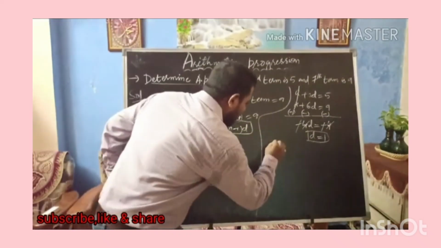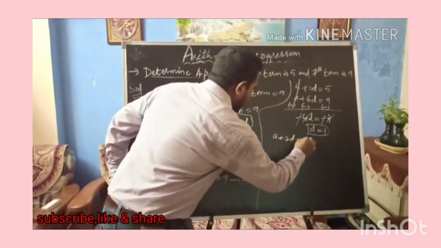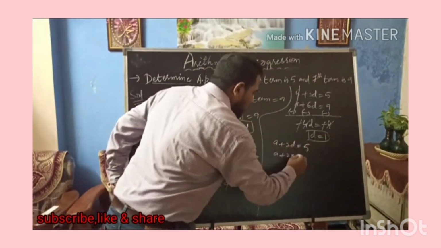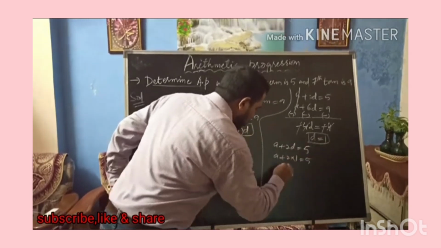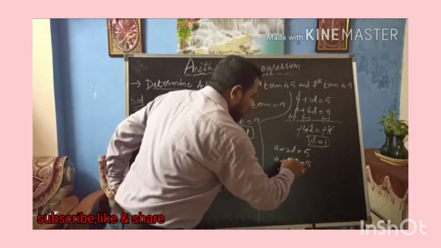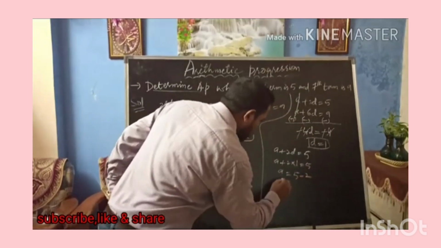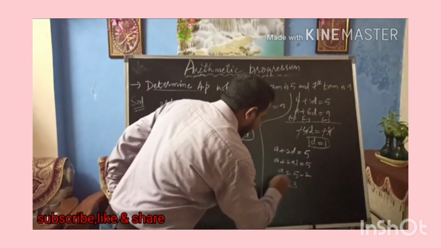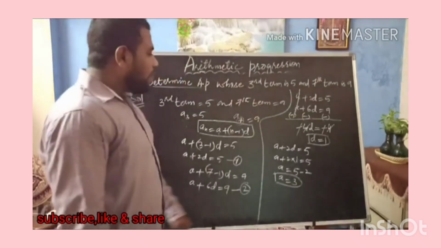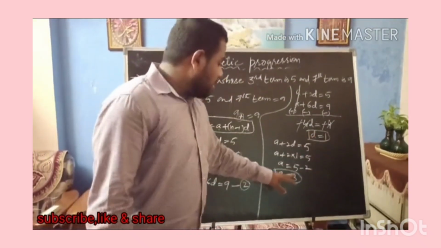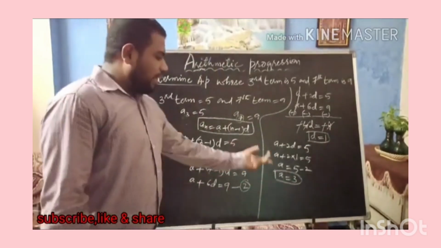What is the first equation here? a plus 2d equals 5. So a plus 2 into what is d? d we got as 1, equals 5. So a equals 5, and 2 ones are 2. So 2 is going to transpose to that side, so it becomes minus 2. So a equals 3. That is right. Now we have the common difference d, and we have the first term a, that is 3. So it's very simple and very easy.